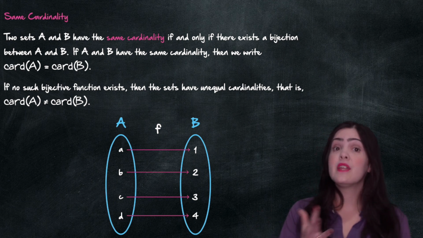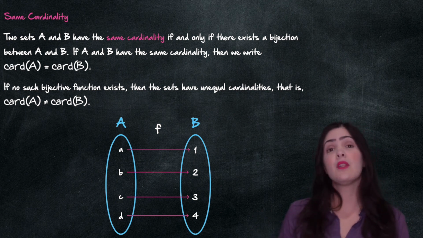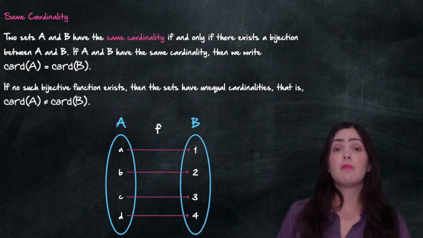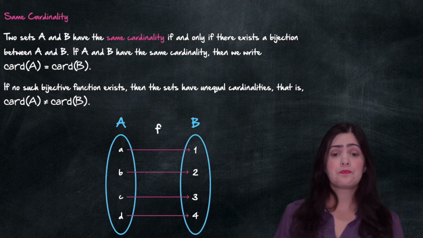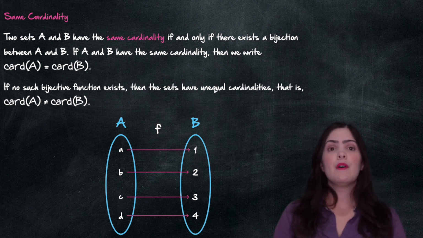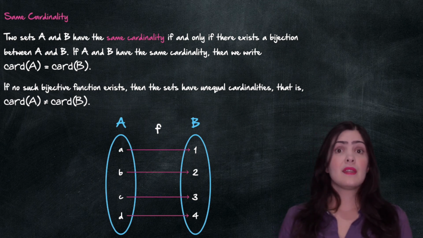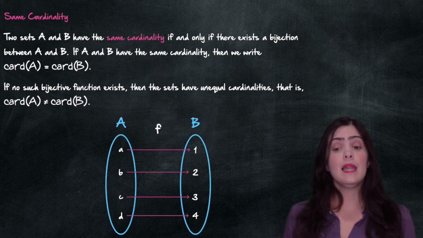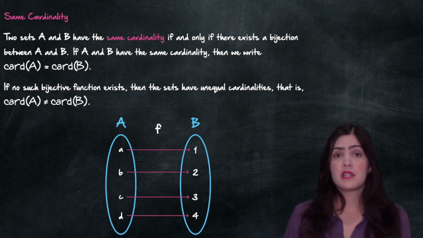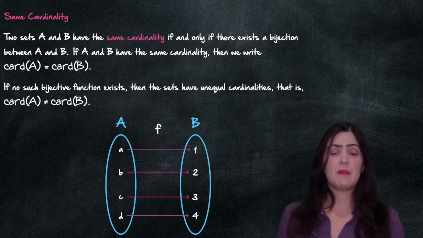We know that the two sets have the same cardinality, even though there could be many other bijective functions from A to B. Now, if it is impossible to find a bijection from A to B, then we say that the two sets have unequal cardinality. So, okay, cardinality of A is not equal to cardinality of B.